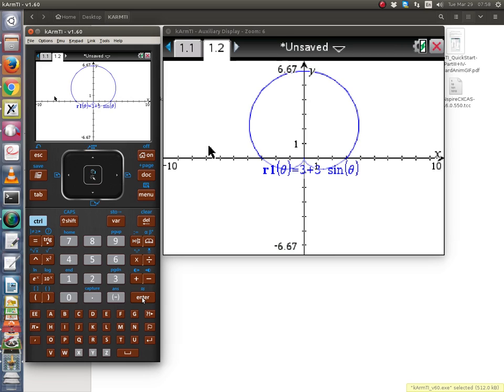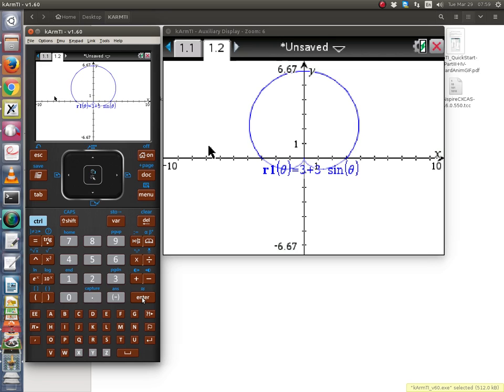You get a cardioid. What do you think it's called, a cardioid? It's sort of like a heart shape, right? It has that sharp corner there. That's sort of like a heart shape, okay? So you have a cardioid with a sharp turn, or sharp dimple, they call it. A cardioid with an inner loop.